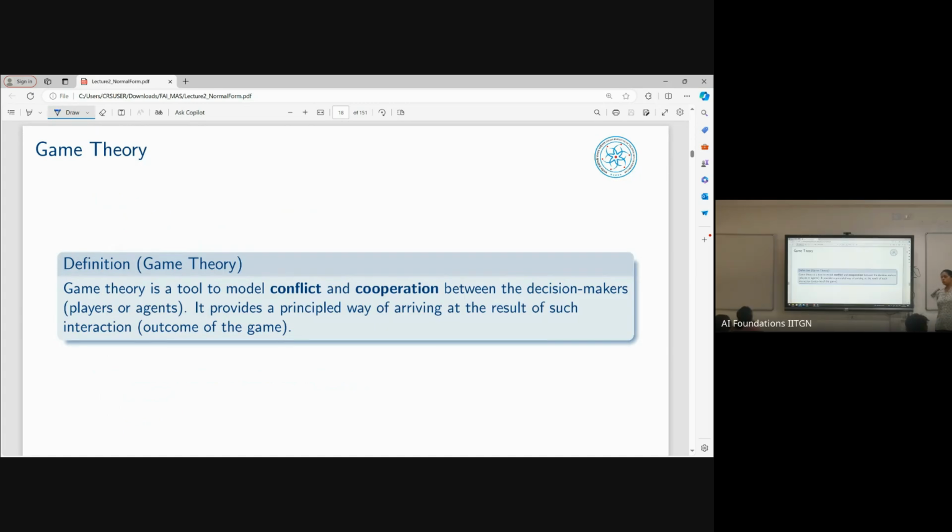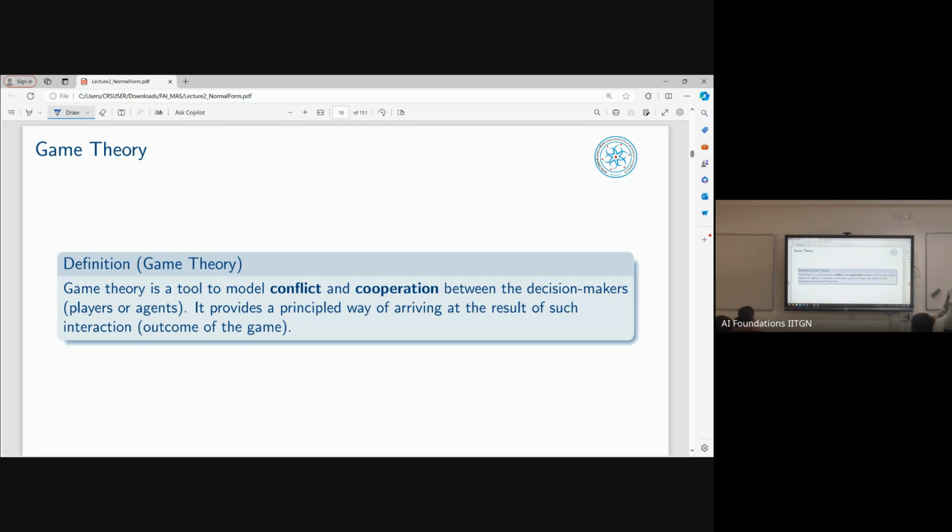So game theory is a tool to model conflict and cooperation between decision makers. We don't just want the agents to interact, we also want to see what is the outcome of such an interaction. So that's the entire goal of this subject. What will happen if we leave smart people to themselves and they interact, what will be the outcome of the system? That's what we are trying to get at.